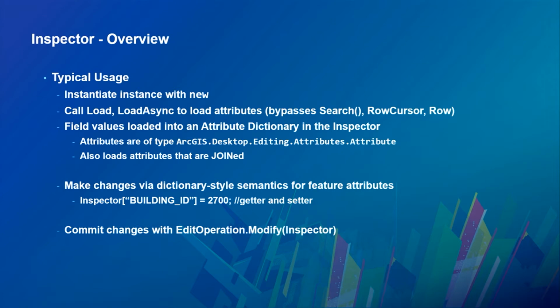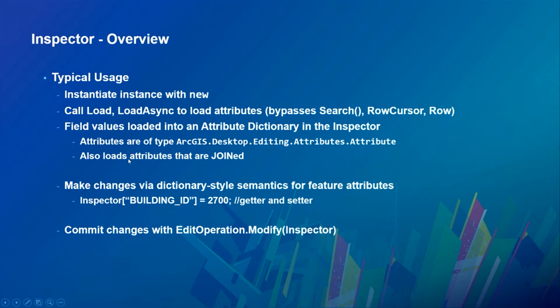I can also use it as a get as well, so I might say var blah equals inspector building ID, and it will just return that value as well. So we made it very easy to update attributes. It's pretty similar to how you would have done it in ArcObjects. Once you've made all the changes to any variables or attributes in the inspector, you can then commit those changes by using EditOperation.modify and then pass it the inspector as a parameter, and that'll get passed through once you run the EditOperation.execute. And that's basically the pattern.